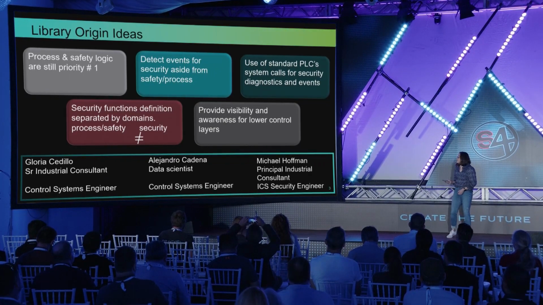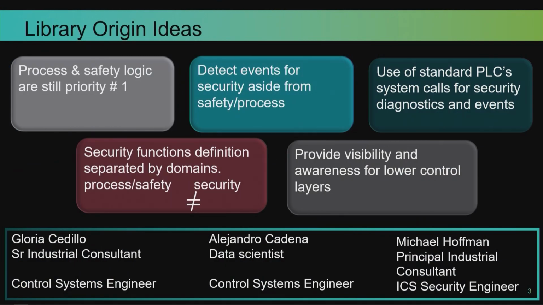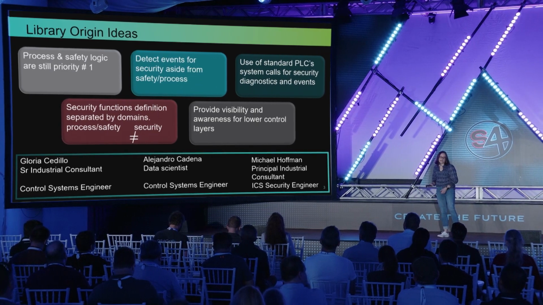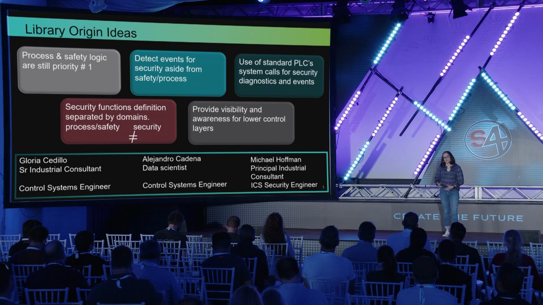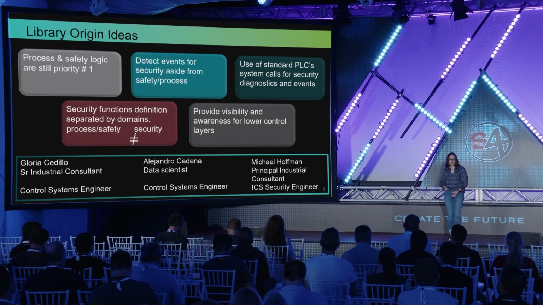The main things were: safety logic first, process and safety logic is our priority. Then we also want alarms for security, safety, and process. And then we have the standard, so use what you have. The PLC already has a lot of things in there that you can use. And of course, to provide visibility and awareness to the lower controls, to make the operations aware of other incidents that they can have.